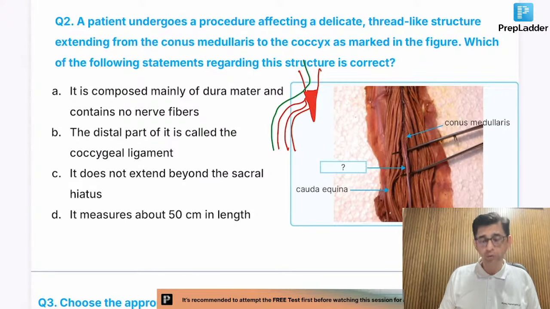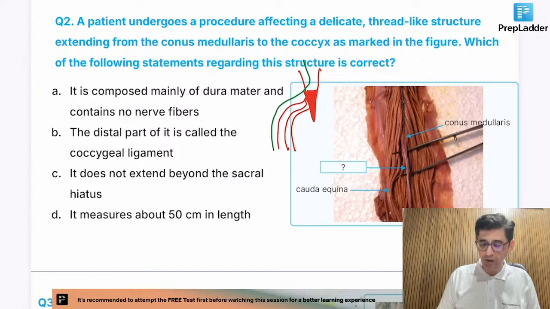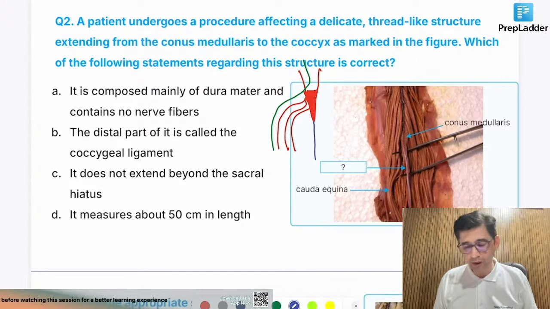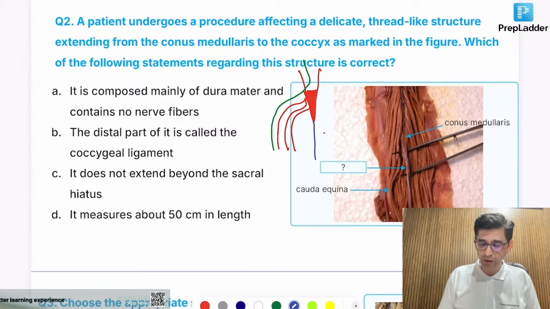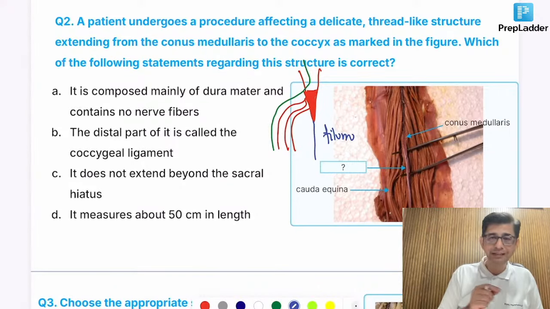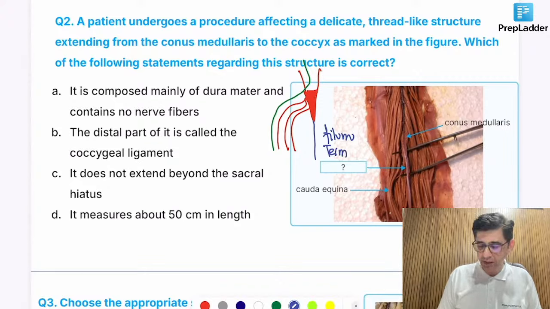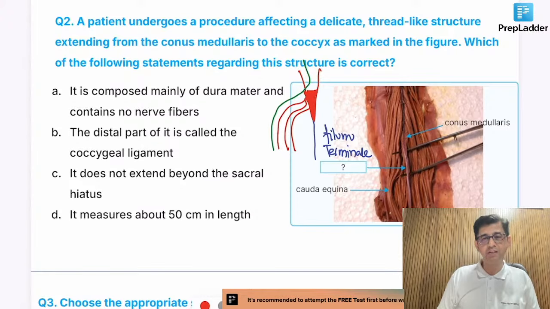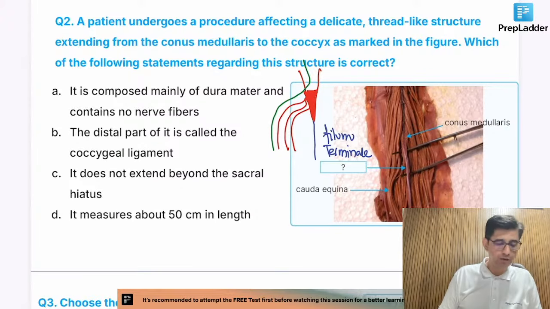Then what you can notice is the structure I'm talking about is called the filum terminale. Okay, I'm getting A as an answer to this one. First and foremost, the patient had a condition called tethered cord syndrome. In tethered cord syndrome, this anatomical structure, the filum terminale, is relatively smaller in size, so it will stretch the spinal cord of the patient.